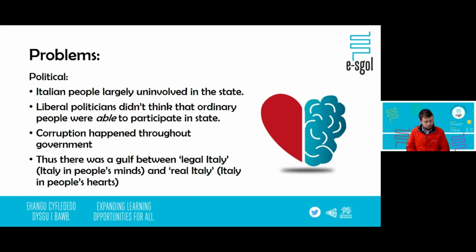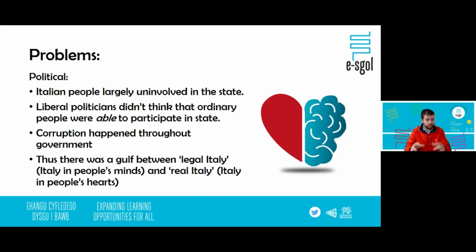And corruption happens in every state, every government to some extent, but seemingly in the Italian government at this time, corruption was big. And what that does is it undermines confidence in the government, creating a big problem. And there was, as I said a minute ago, a gulf between what we consider legal Italy, Italy in people's minds, I am Italian, and the real Italy, the Italy in people's hearts. I subscribe to the Italian nation, I feel Italian.